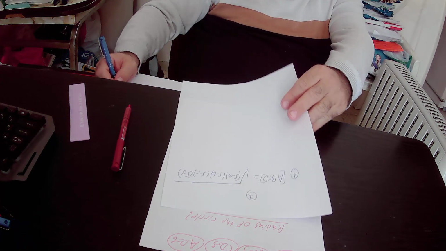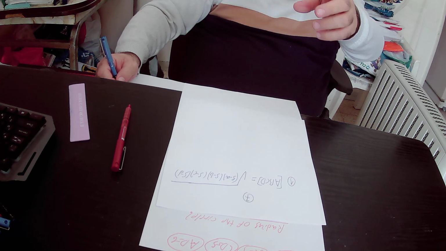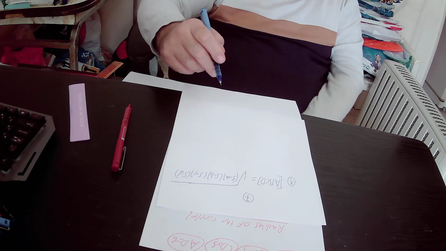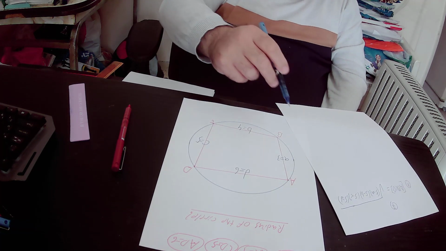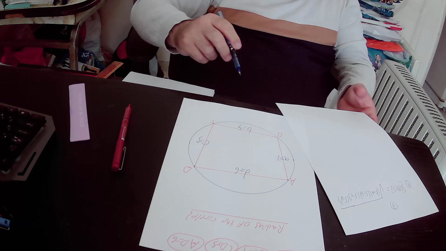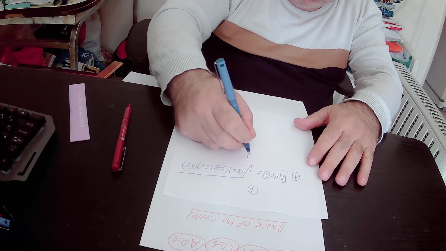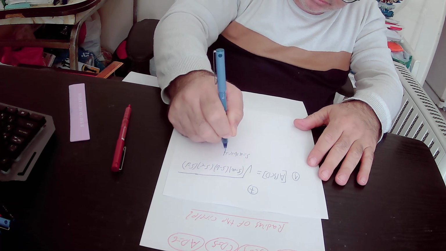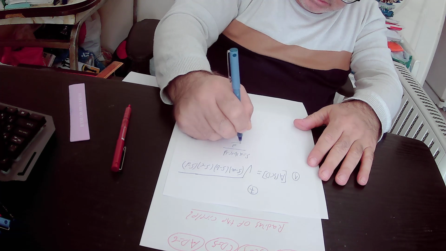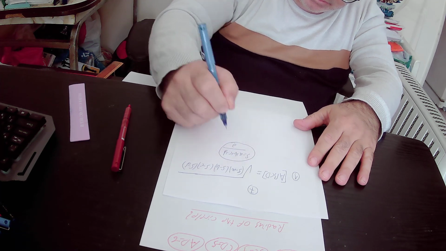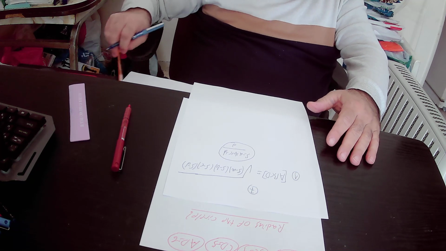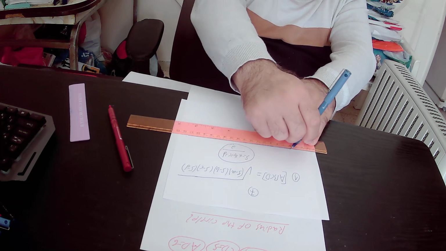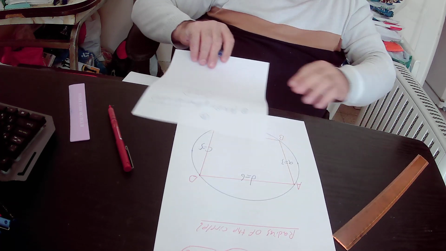So the area of a quadrilateral that is inscribed by a circle will be equal to this expression when A, B, C, and D are the lengths of the quadrilateral sides, and S equals A plus B plus C plus D over 2. Okay, that is the implementation of rule number 1 in our drawing, and we'll implement also rule number 2 in our drawing.